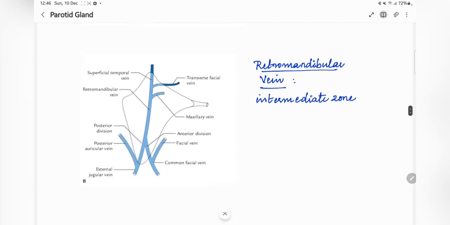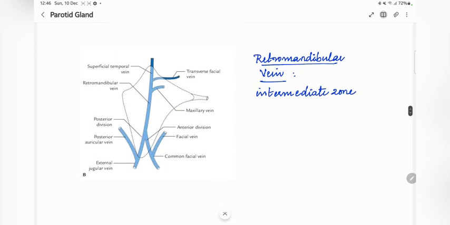Next, talking about the retromandibular vein. The retromandibular vein occupies the intermediate zone, that is between the facial nerve and the external carotid artery. It is formed by the maxillary vein as well as the superficial temporal vein. Then it divides to form the anterior and posterior division, which leaves the gland through the apex. The anterior division joins the facial vein to form the common facial vein, whereas the posterior division joins the posterior auricular vein to form the external jugular vein.